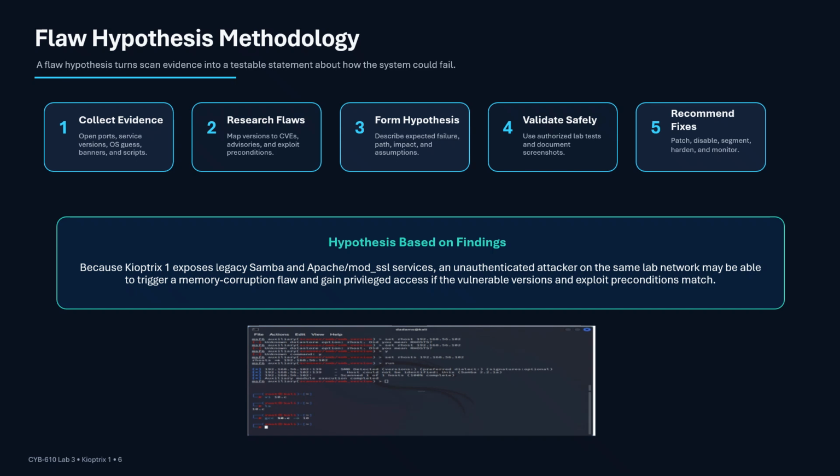Slide 6, still on the flaw hypothesis methodology, the vulnerability map. You can see on the screenshot a simple diagram showing the internet attacker, the open ports and vulnerable services, and also root access. So here, this vulnerability map illustrates how an attacker could move from discovering open ports to identifying vulnerable services and ultimately compromising the system.